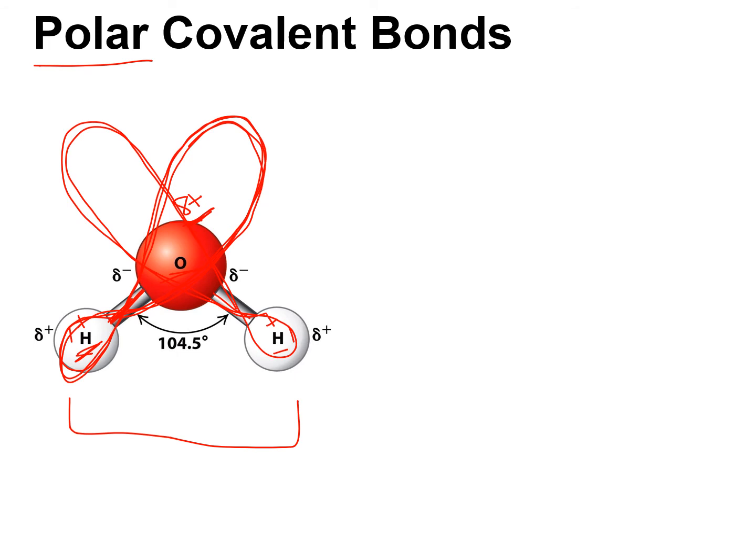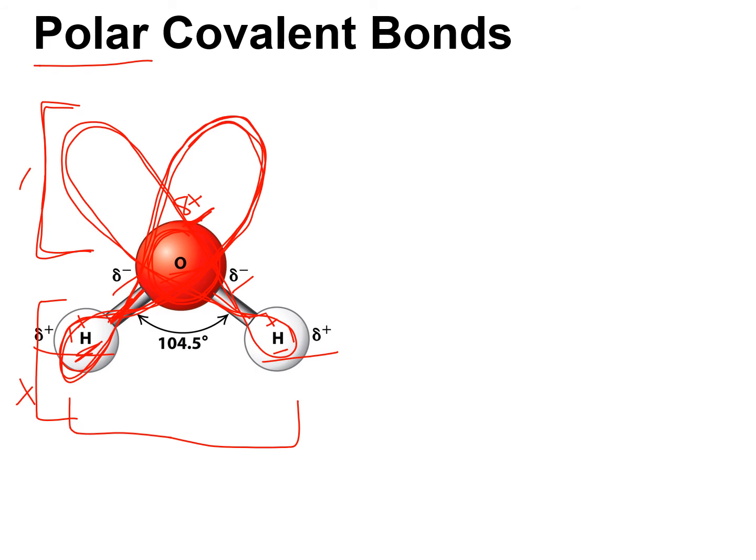So because the electrons are spending more time orbiting around the oxygen's nuclei, you tend to have a negative charge on that side of the molecule. And because the electrons are spending more time on this side of the molecule, they're spending less time on this side, so this tends to have a positive charge. And that's what the sigma means. Sigma negative means that the oxygen side of the water molecule tends to have a negative charge, whereas the hydrogen side of the water molecule tends to have a positive charge.